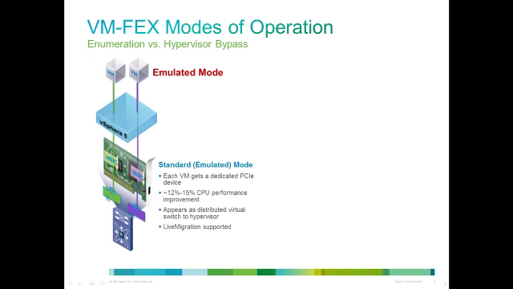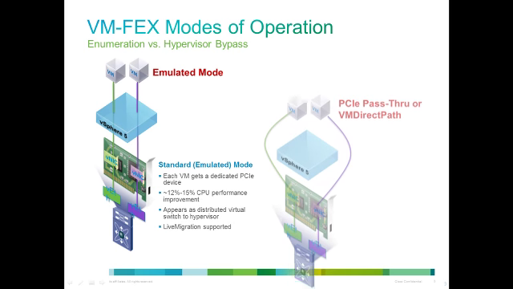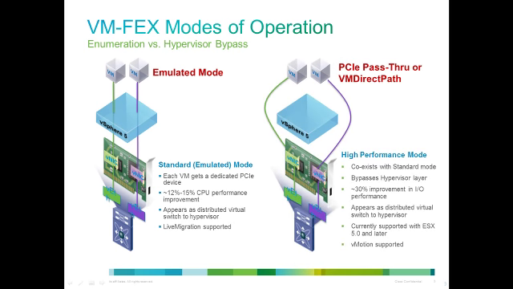this into the hypervisor. The first mode of operation for this VM-FEX is emulated, where we simply pass it through the hypervisor, both the control and the data plane, and eliminate soft switching. Next, we can have the option to go into a bypass mode where the data plane completely bypasses the hypervisor. We talk from VM to card and card to VM directly.